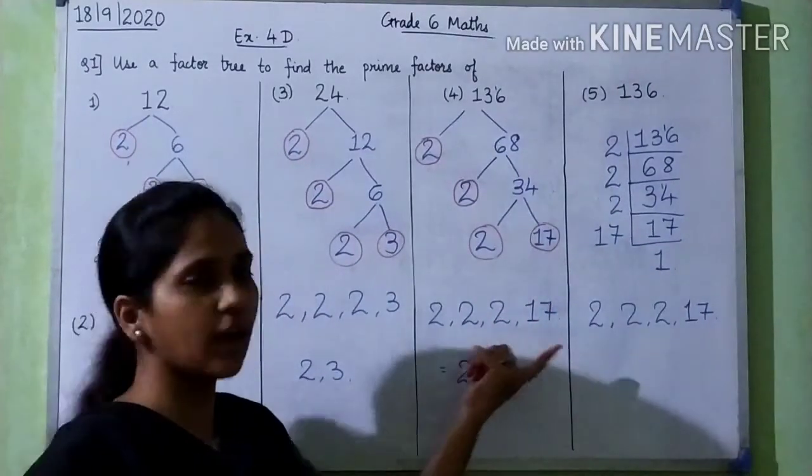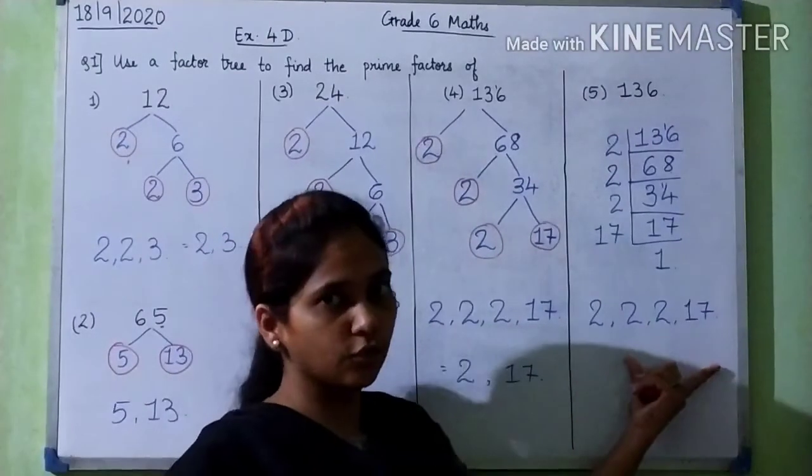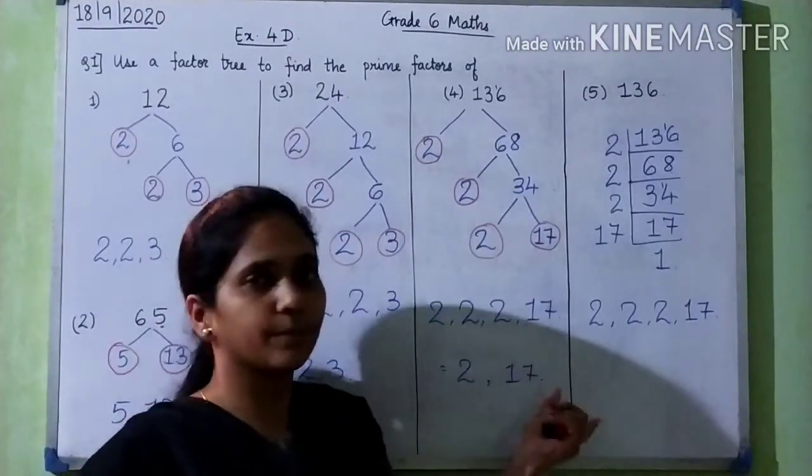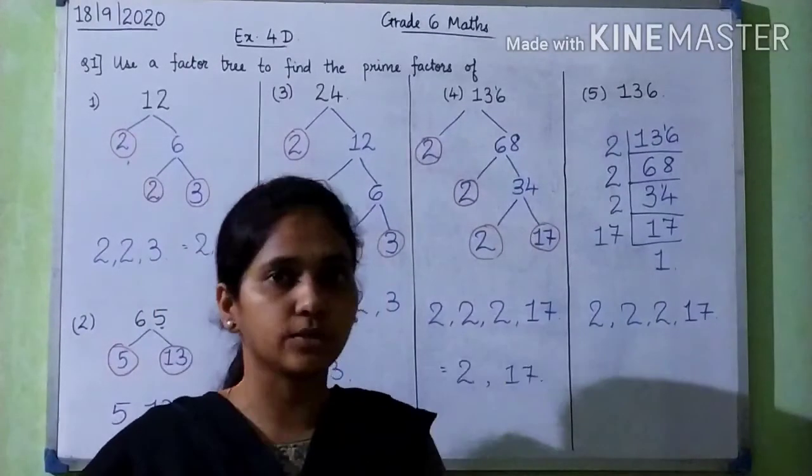So the total, however many factors we have got here, only those factors we have got here. So by any method you can do this. Okay. Now we go to the second question.